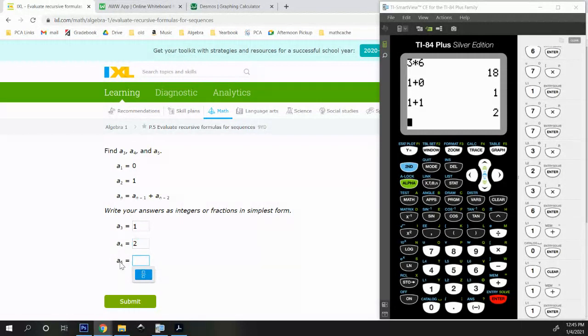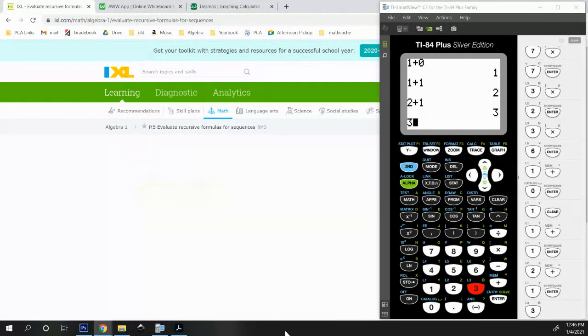All right, I want to find the fifth term. So take the one before it, which is a 2, and add to it the one 2 before it, which is 1. Press enter. That's 3.